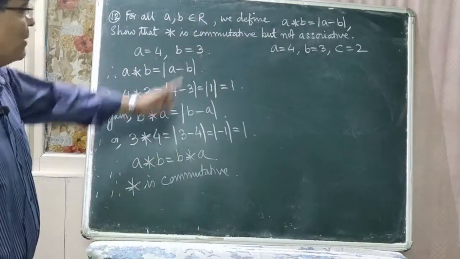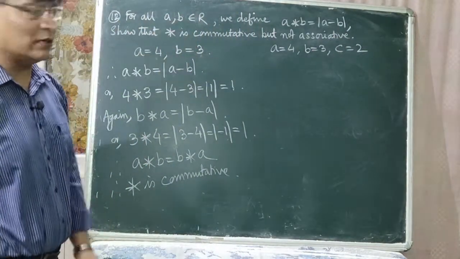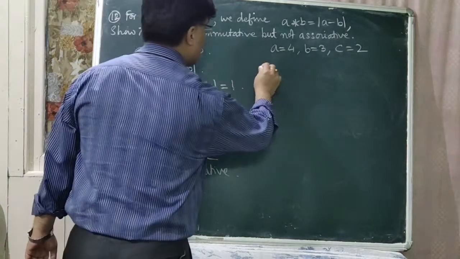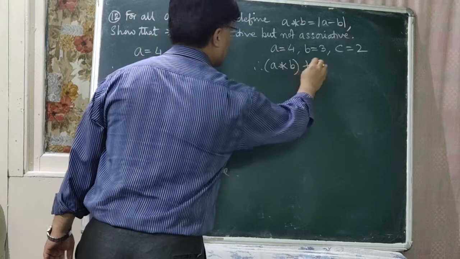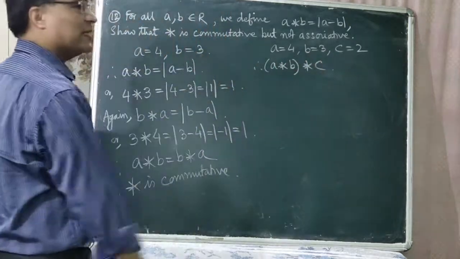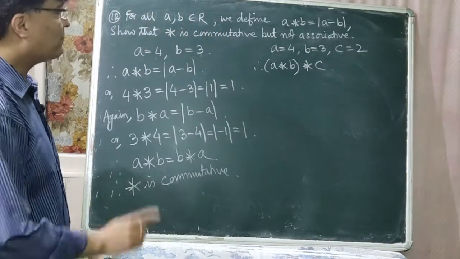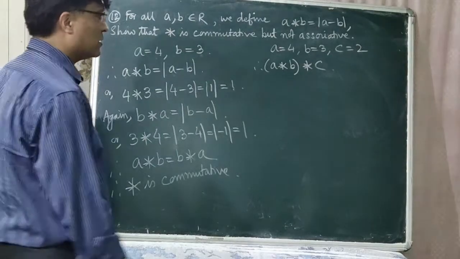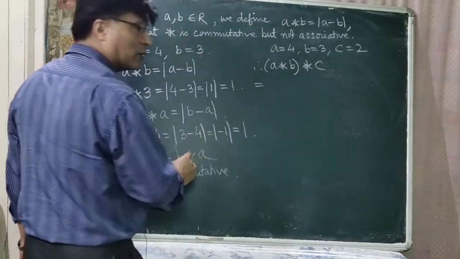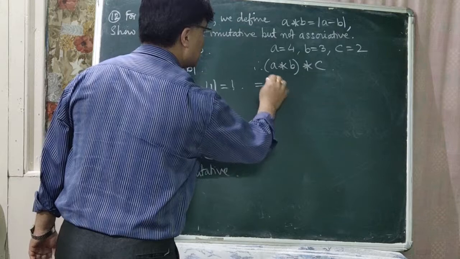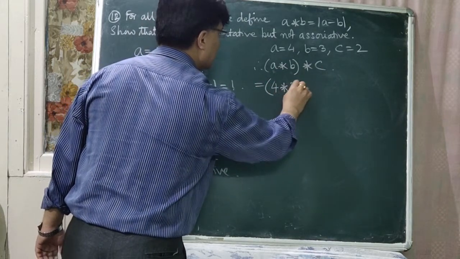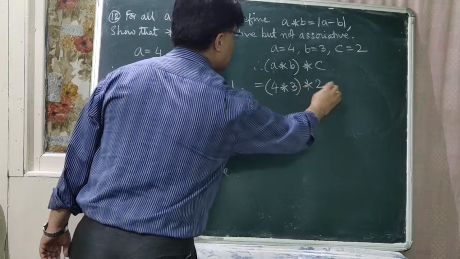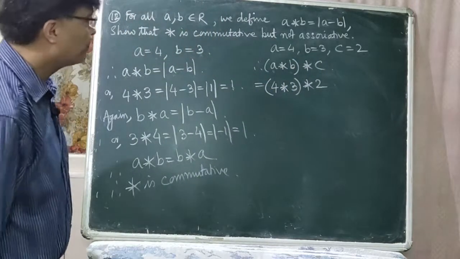Now all these elements belong to the set of real numbers. Now (A star B) star C. Let us find it now. So let us find out A star B first. So which is equal to, now let us put the values first. What is A here? It is 4 star. What is B here? 3 star. What is C here? That is 2.